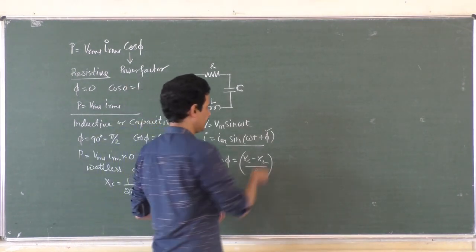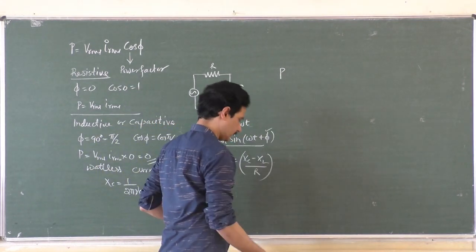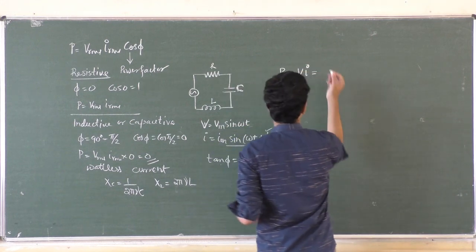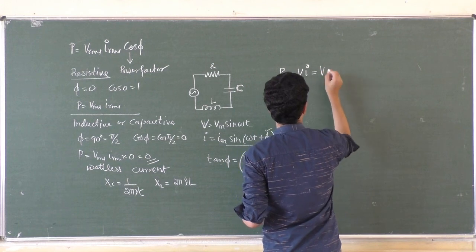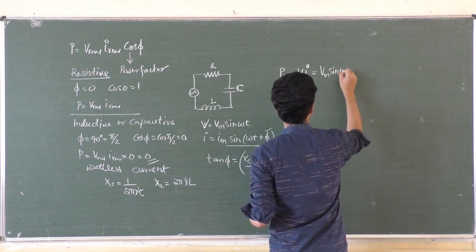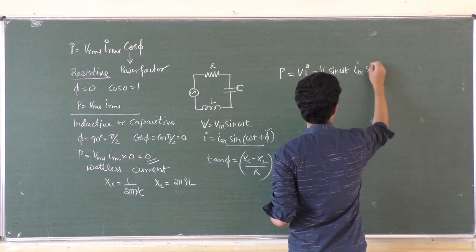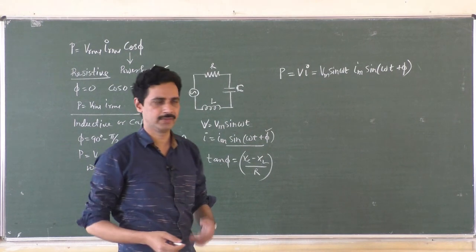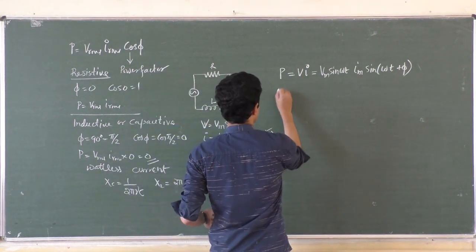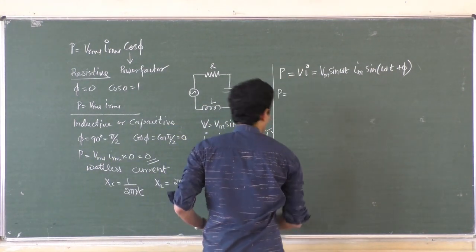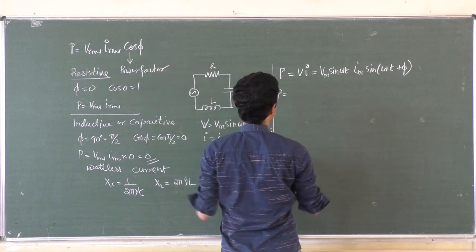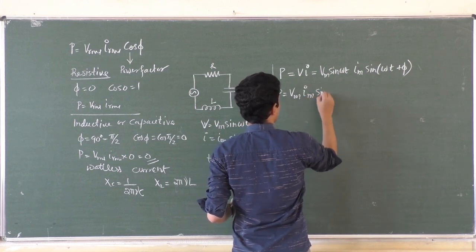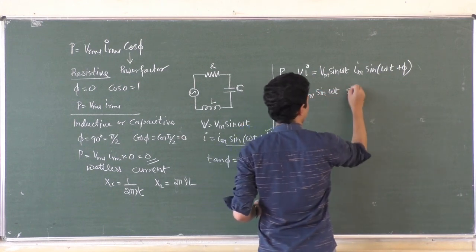Now, what is the power developed? Power developed in AC is equal to V into I, instantaneous voltage into instantaneous current. V into I is equal to Vm sin omega t, that is the applied voltage, into Im sin omega t plus phi. This is the power developed in the form of heat. Okay, I can write it like this. Mathematically, I am going to prove now that this is the formula for power. P is equal to V into I, Vm Im sin omega t into sin omega t plus phi.